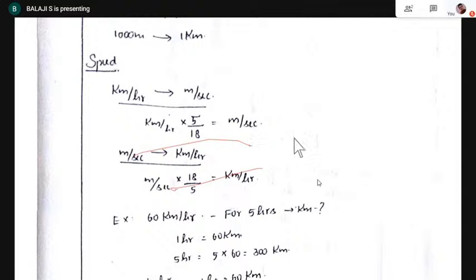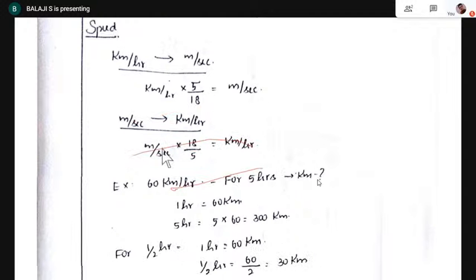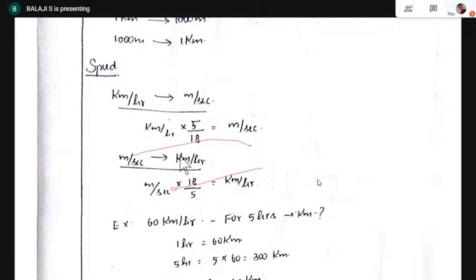In a similar way, when you are asked to convert meter per second to kilometer per hour, we must multiply that meter per second value into 18 divided by 5. And friends, we should not get confused over here, because some people will multiply kilometer per hour into 18 by 5. So the entire answer will go wrong.